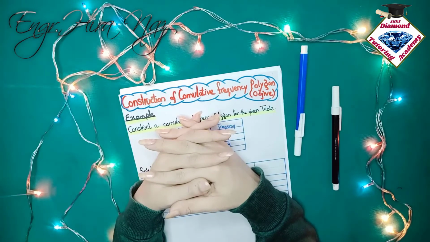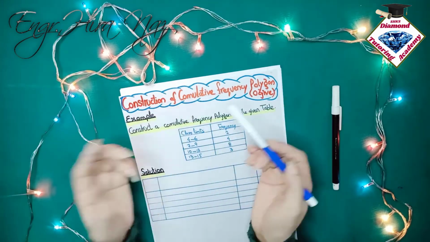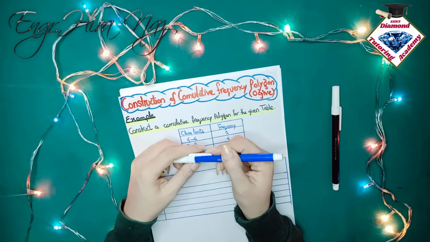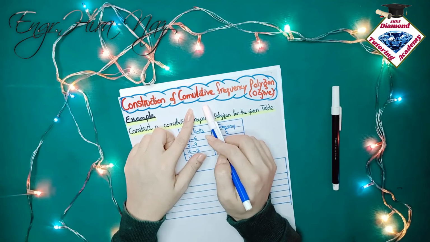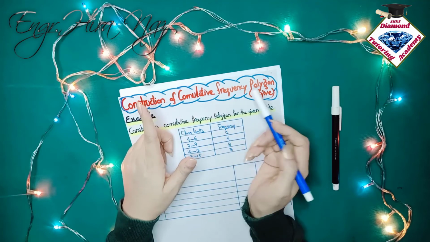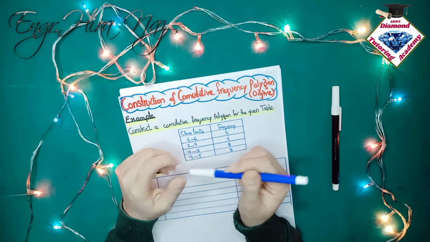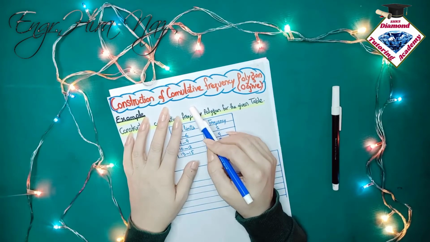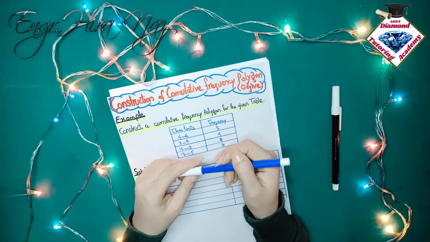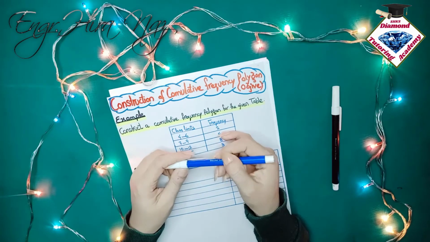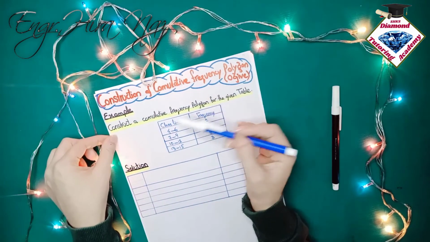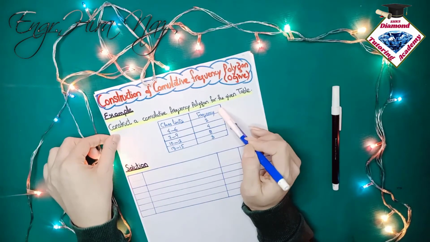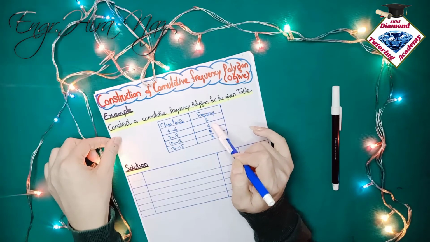In our past video, we have discussed cumulative frequency table in detail. Today, we're gonna cover construction of cumulative frequency polygon, or you can say ogive, in detail. Cumulative frequency polygon is a graph of less than cumulative frequency distribution. Let's learn its construction with an example which says construct a cumulative frequency polygon for the given table.